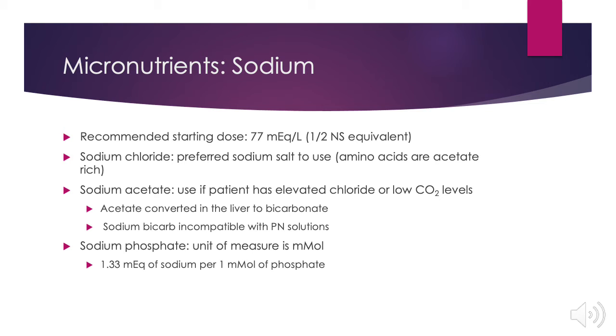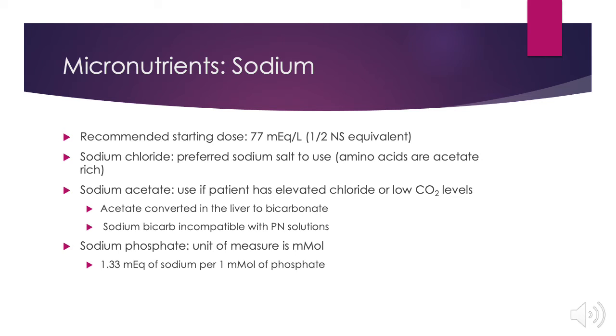Hyponatremia is more frequently encountered in patients receiving TPN than in any other hospitalized patient, and this has been associated with higher mortality. Therefore, optimal sodium dosing for TPN is very important. The recommended starting dose is half normal saline equivalent or 77 MEQ per liter. There are 3 sodium salts that may be used to compound TPN formulas. These are sodium chloride, sodium acetate, and sodium phosphate.